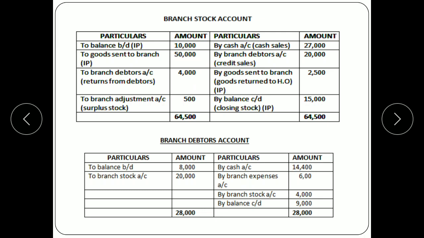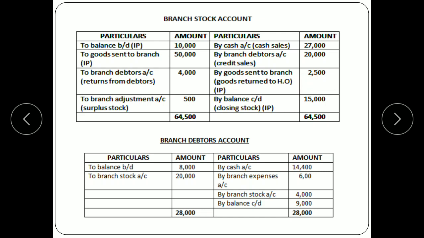Credit side, first entry is by cash account, that is cash sales made by the branch, 27,000. Next we have by branch debtors account, that is credit sales made by the branch, 20,000. Next, by goods sent to branch. On debit side also we had to goods sent to branch. Credit side again we have by goods sent to branch, but it is goods returned by branch to the head office. On debit side, goods are sent to the branch. Credit side, goods are returned by branch to head office. Again, it is at invoice price, 2,500.